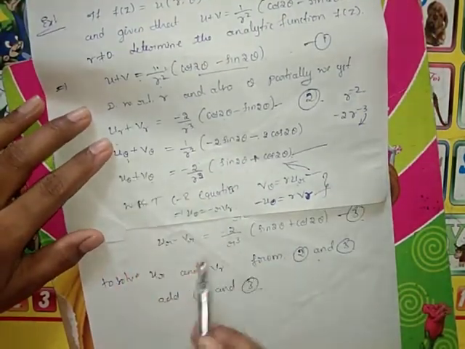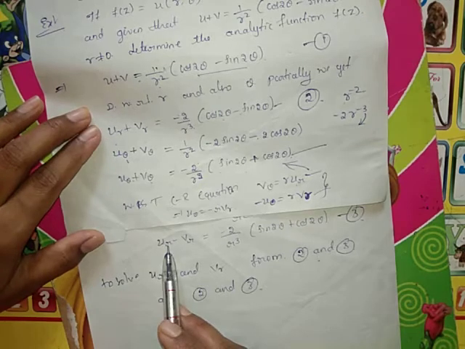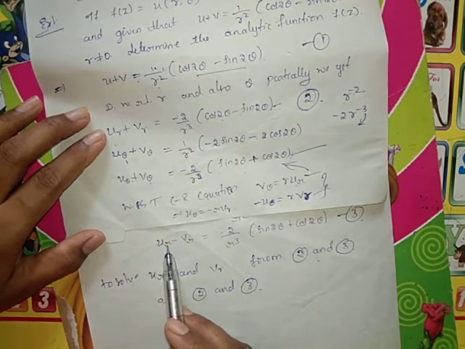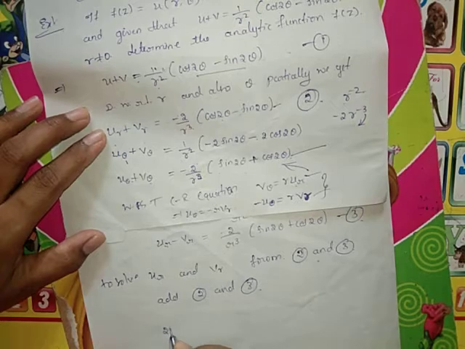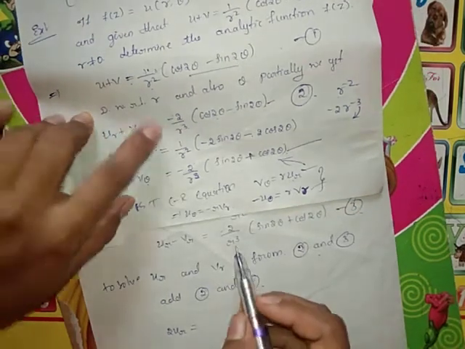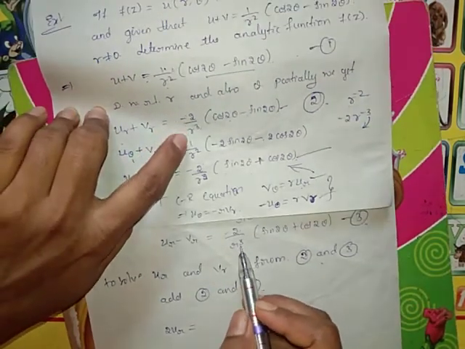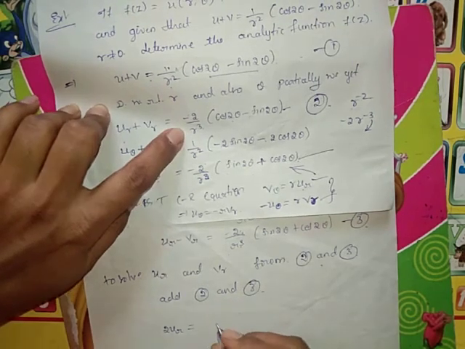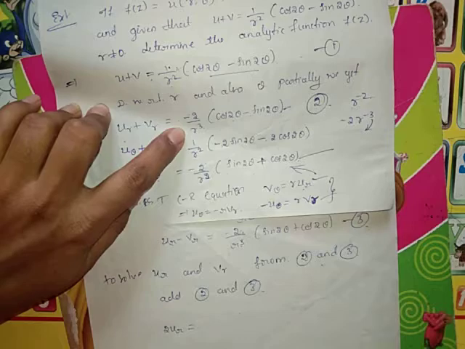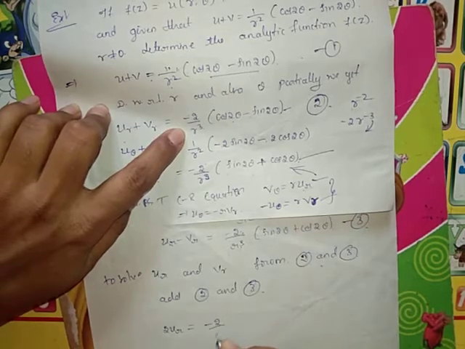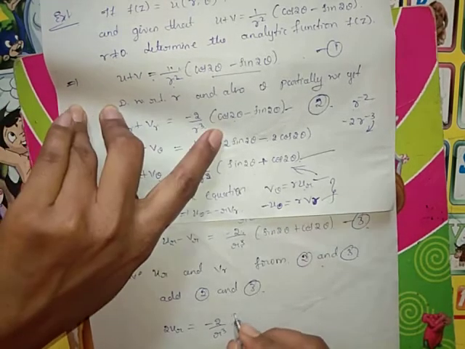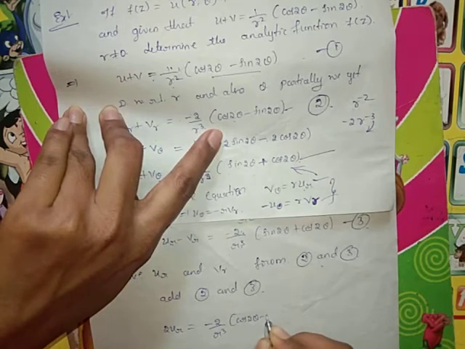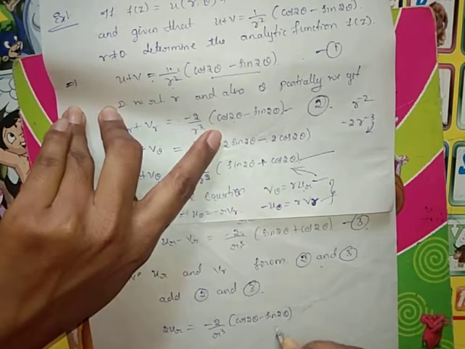Equation 2 is UR plus VR. Adding these two, UR plus UR is 2UR. Adding these two equations, minus 2 by R cube, minus 2 by R cube is there here. Minus 2 by R cube is common. Cos 2 theta minus sin 2 theta.